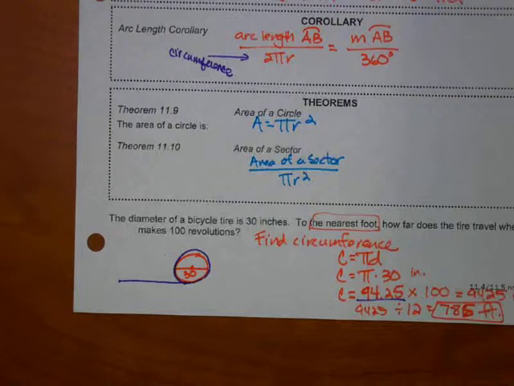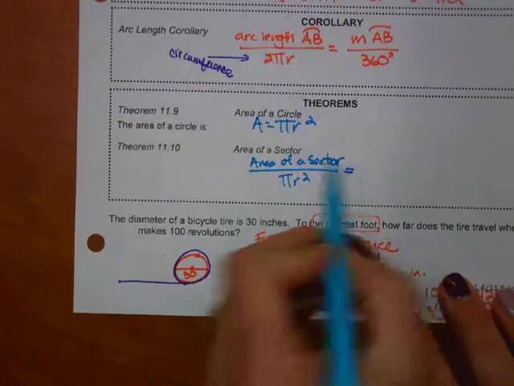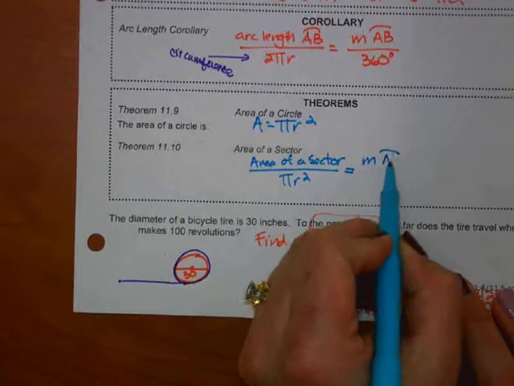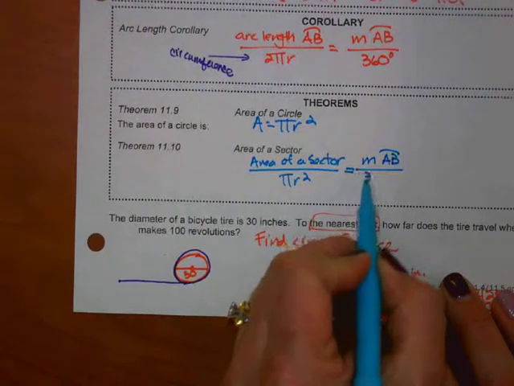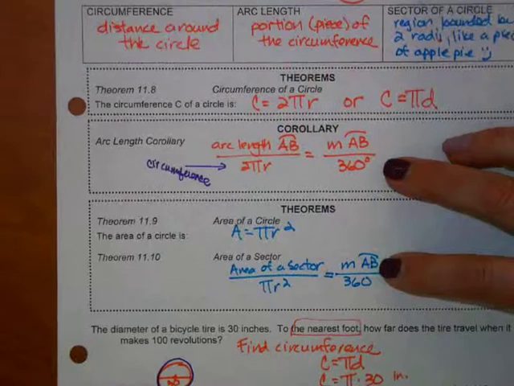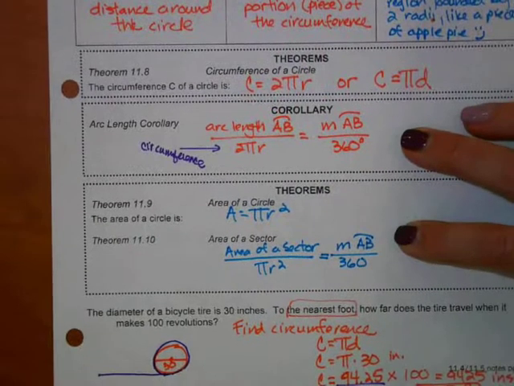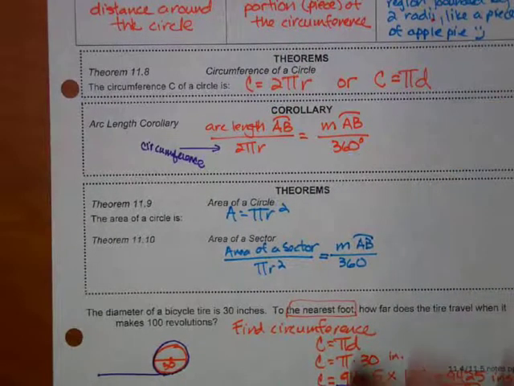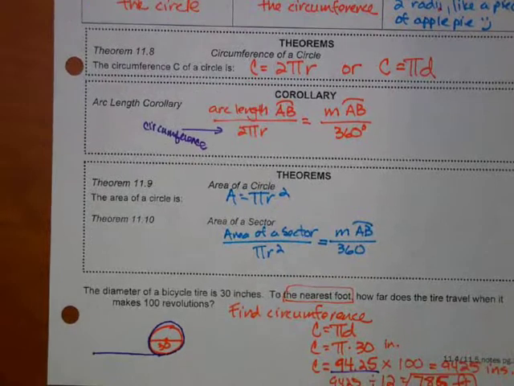Just trying to help you memorize these because you're going to have to know them. Then you set it equal to the measure of arc AB over 360. Notice these two are the same in both of these proportions. That's what we're going to use to practice with today. All right, turn the page.